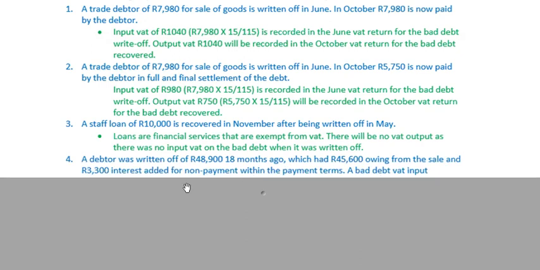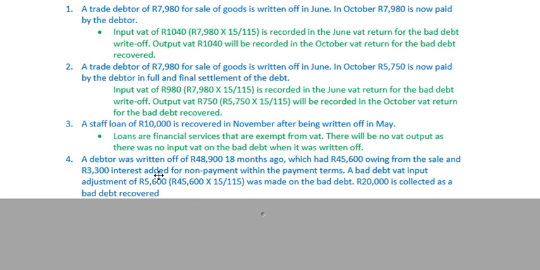It says the debtor was written off for 48,900 18 months ago, which had 45,600 owed from the sale, and 3,300 interest added on for non-payment within credit terms. A bad debt input adjustment of 5.6 was made on the bad debt. 20,000 is collected as a bad debt recovered. So guys, what's basically happened here is as follows, okay? We claimed a bad input, but the original one, guys, what happened here is there's sale and interest here.